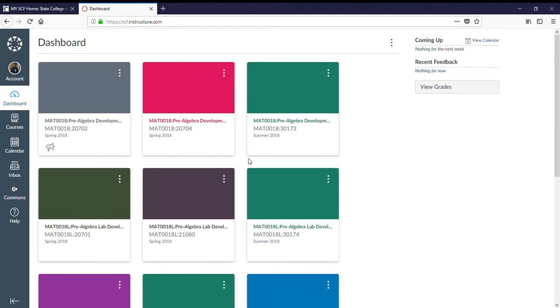So when you log on to SCF Connect or into Canvas, that is how you'll access the majority of the course. You'll see this course MAT0018. This is your CRN number 20704. There's also a lab component associated with it, but rather than have you go to two different places, everything's going to be contained in this one shell right here.